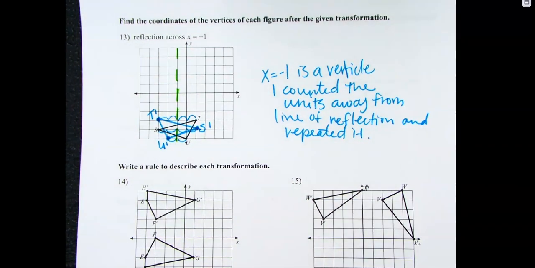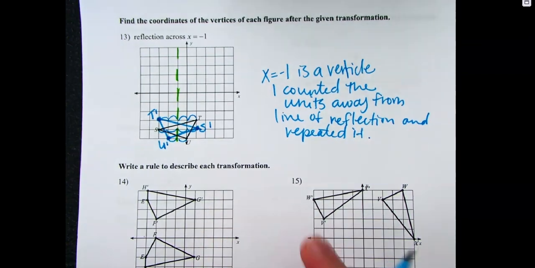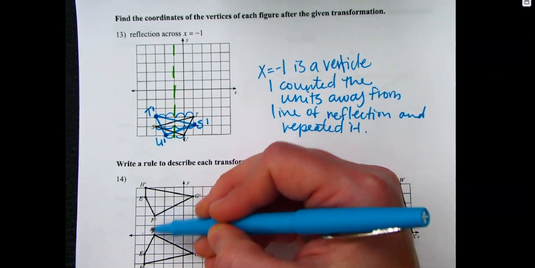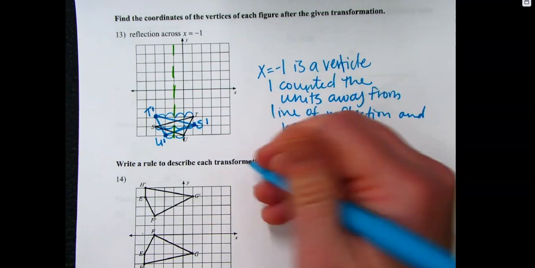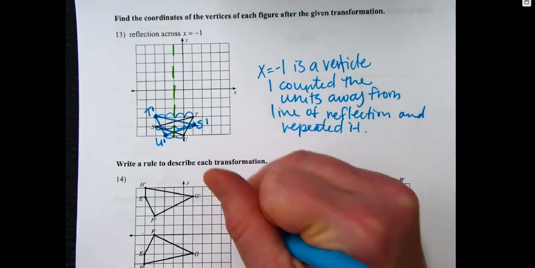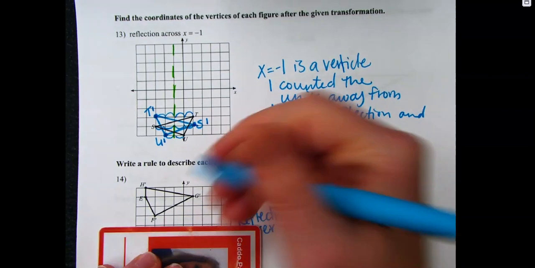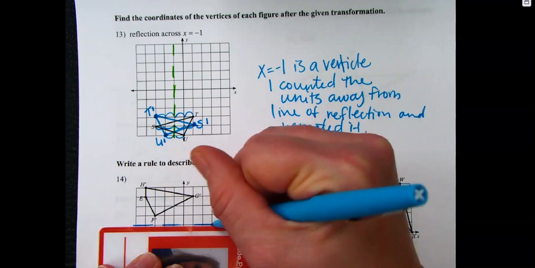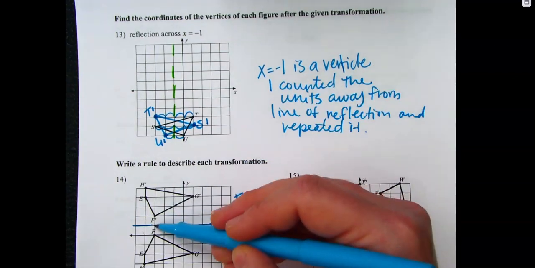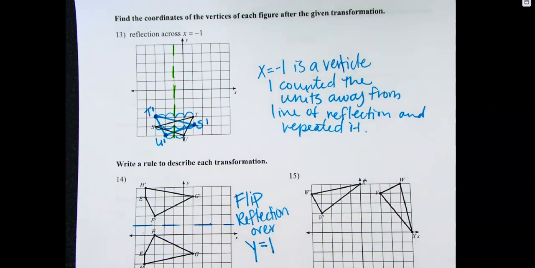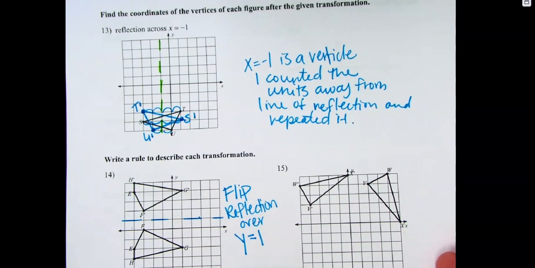Okay, this one wants to know what is the rule to describe what happened to this. So if you look at this, F is here, F is there, F prime is there. So we have a flip, which we call a reflection, and it is over this line right here. You can tell that's where they are equal distance from. F is here, F is there. Since it's a horizontal line, it's going to be y equals, and that's at +1. So there's a reflection over y equals 1, or positive 1, sorry.